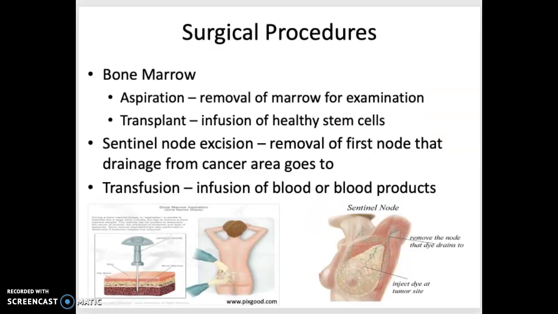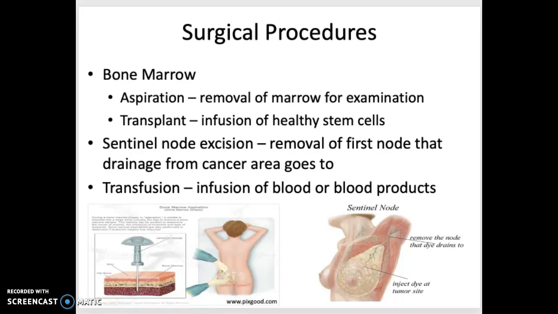Bone marrow aspiration is the removal of bone marrow using a needle for examination. A bone marrow transplant is the infusion of healthy bone marrow after diseased bone marrow has been destroyed, either through chemotherapy or through radiation treatment. Sentinel node excision is the removal of the first node, which is known as the sentinel node, next to an area affected by cancer. And that's to prevent the spread of cancer. And a transfusion is the infusion of blood or blood products, like blood cells, from a donor.